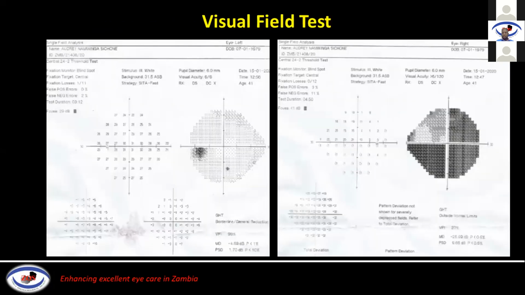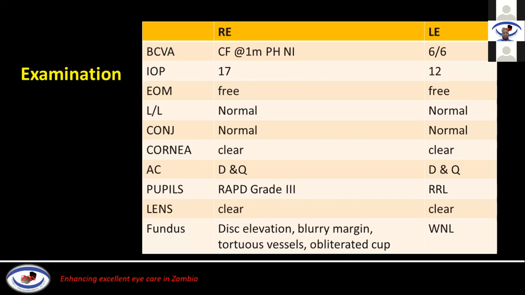This was the visual field, which showed the scotoma in the right eye. The left eye was normal at that point. On examination, visual acuity was reduced in the right eye, counting fingers at perimeter with no improvement on pinhole. The other positive finding was RAPD grade 3 in the right eye, as well as fundus findings of disc elevation, blurry disc margins, tortuous vessels, and obliterated cup. The rest of the anterior segment was normal on the right. On the left eye, all the examination findings were normal.